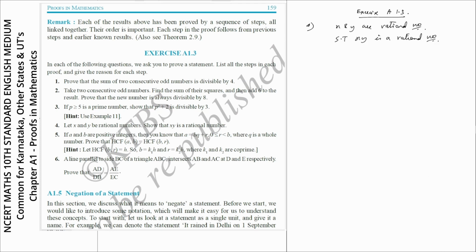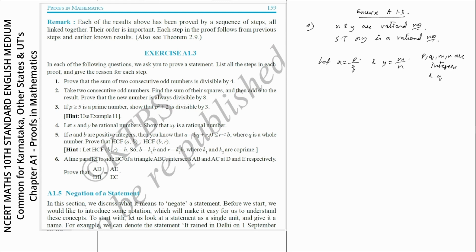Exercise A 1.3, question number 4. Let x and y be rational numbers. Show that x and y is a rational number. So what is a rational number? Rational numbers are numbers which are in the form of p by q, where p and q are integers and q is not equal to 0. So let x be equal to p by q, and y equal to m by n. If x and y are rational numbers, then p, q, m and n are integers.